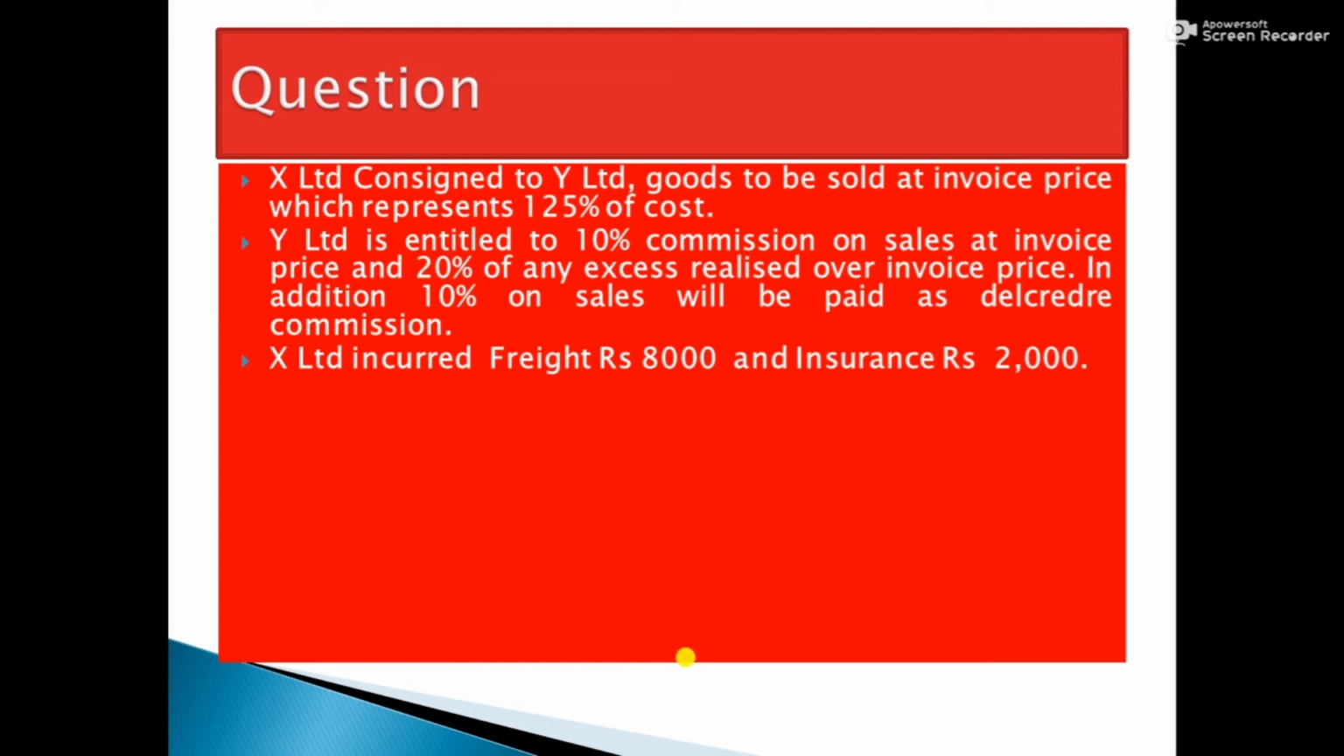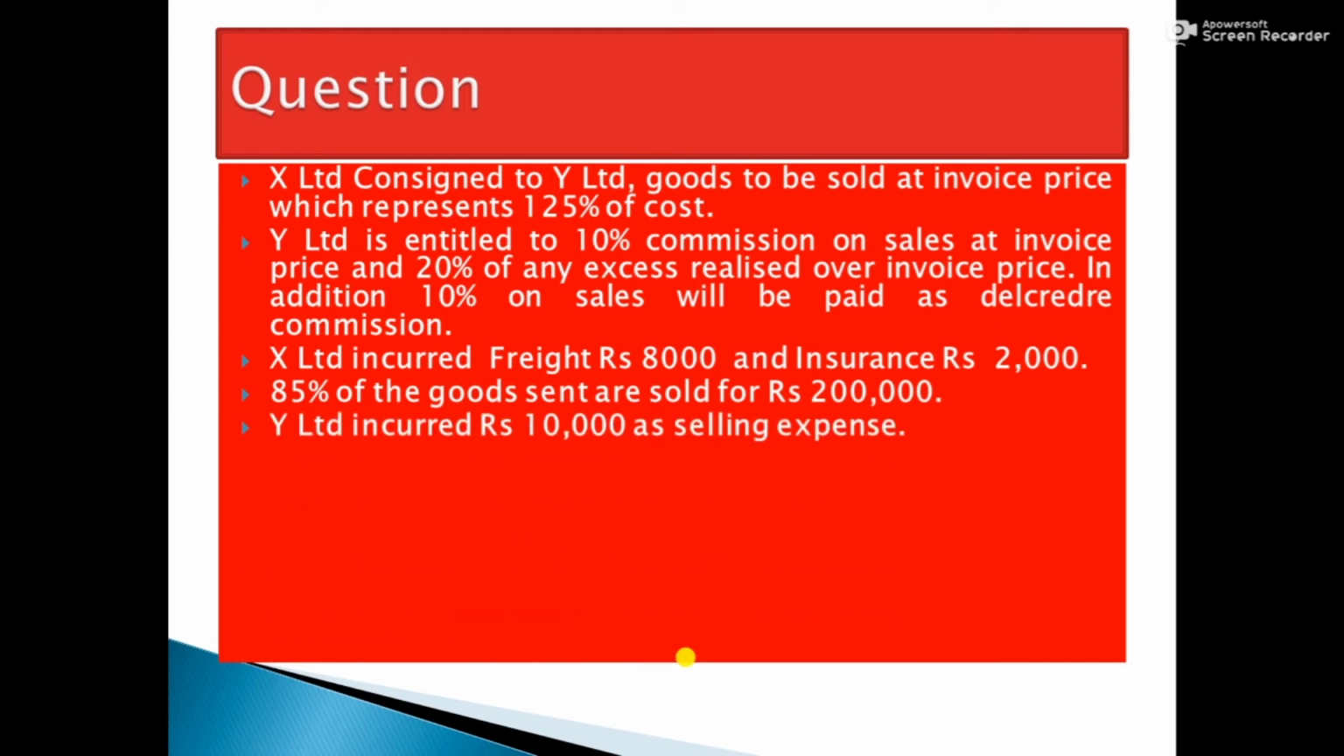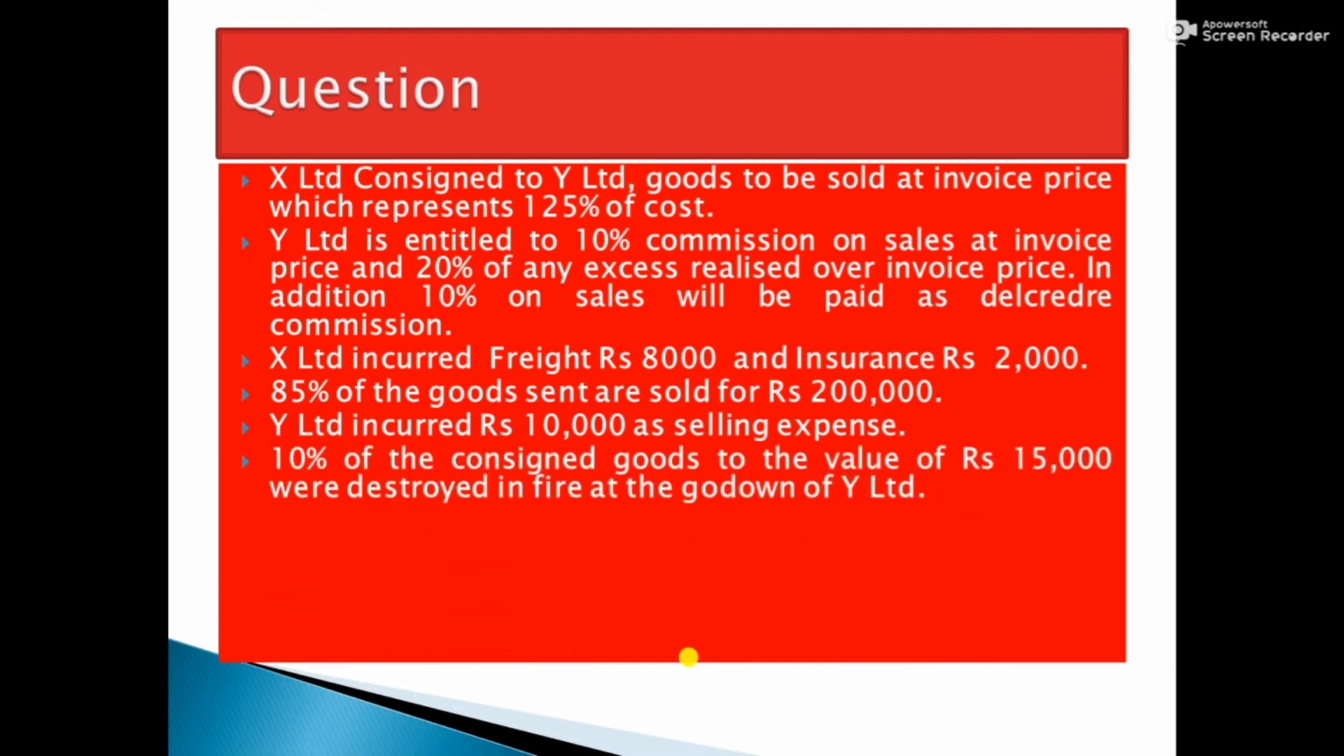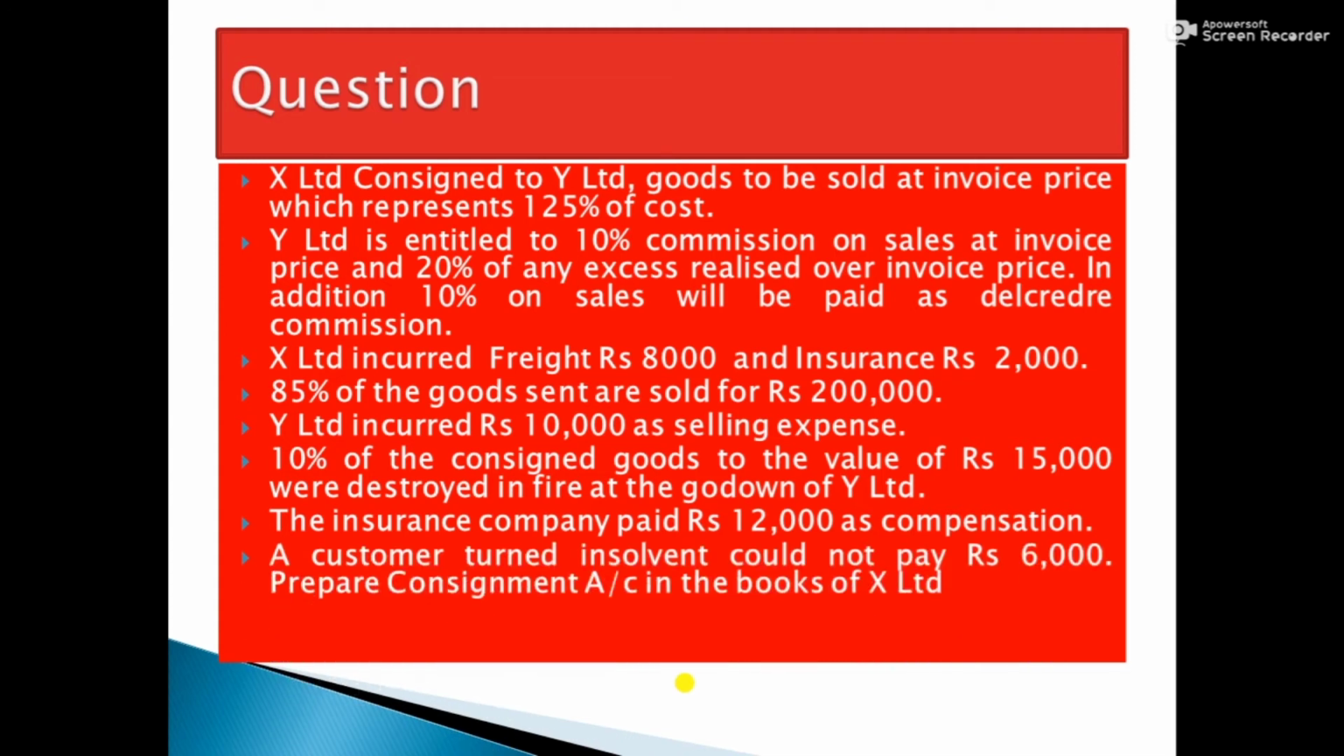85% of the goods sent are sold for rupees 2 lakh. Y Limited incurred rupees 10,000 as selling expenses. That is the consignee's expenses. 10% of the consigned goods to the value of rupees 15,000 were destroyed in fire at the godown of Y Limited. The insurance company paid rupees 12,000 as compensation. A customer turned insolvent, could not pay rupees 6,000. Prepare consignment account in the books of X Limited.